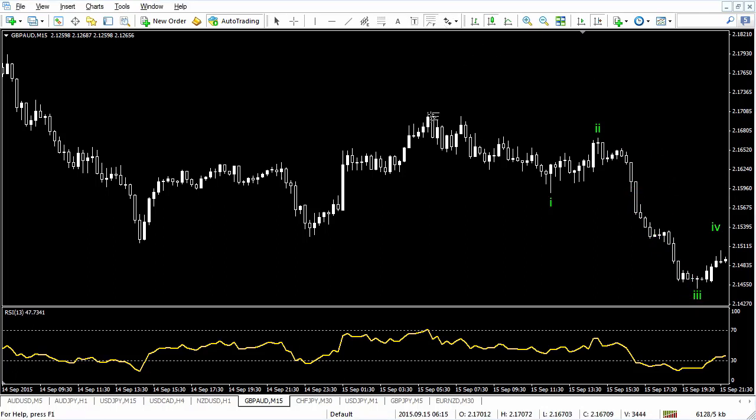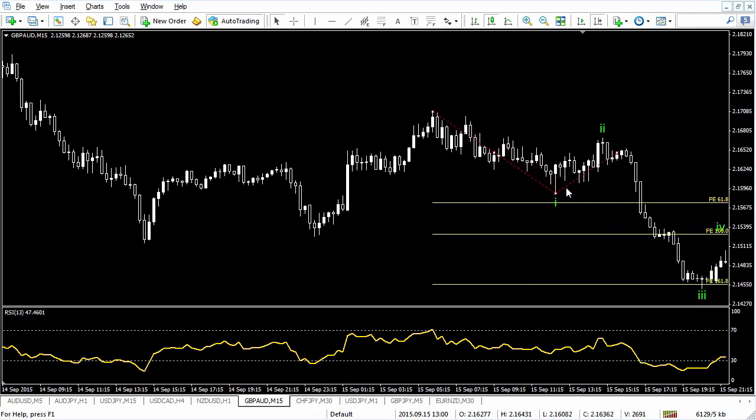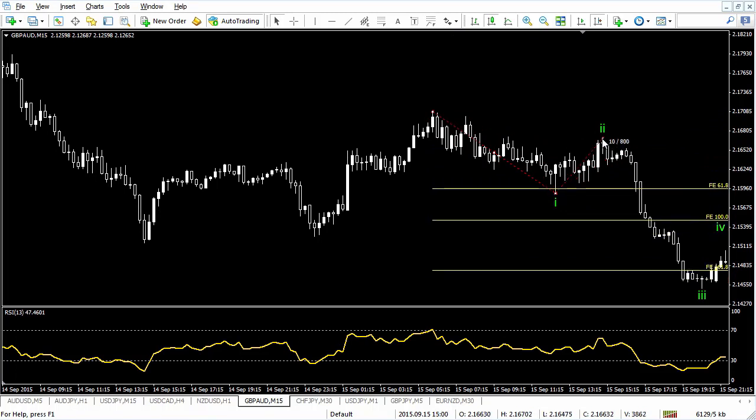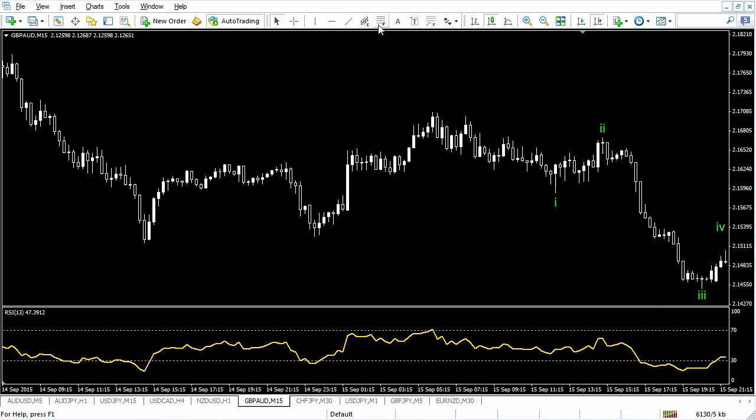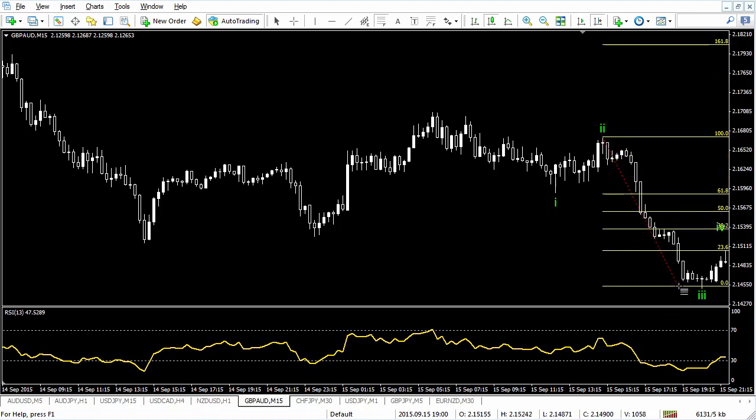After that, we need to check wave 1 and the wave 3. And we need to see at least the 1618 in the wave 3 before we even consider shorting the pair. Okay, since this was reached, now what we would do is draw a Fibonacci retracement from start to end of the wave 3.